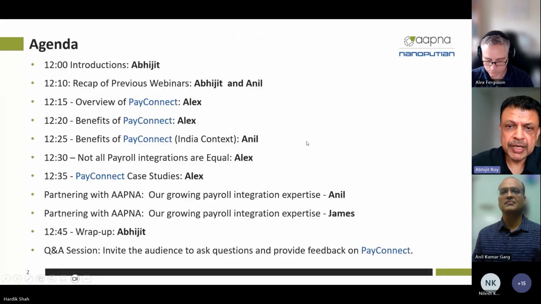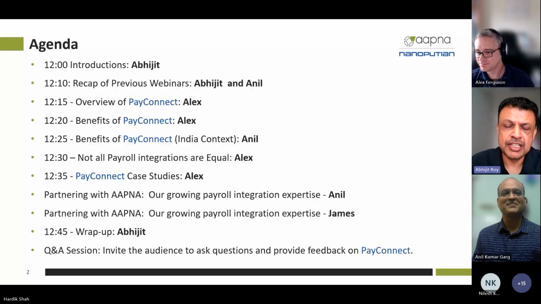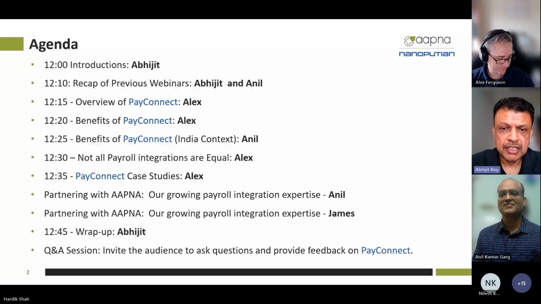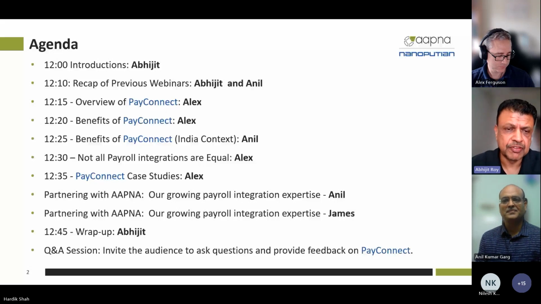I would like to start by introducing my co-panelists. I, of course, am Abhijit, founder of Apna Infotech. We have James, the CEO of Nanopotian. Alex, he's the COO of Nanopotian and one of the key people behind the development of the two platforms. Anil, who is the Vice President, Strategic Initiatives at Apna Infotech, and again, one of the key people behind launching Nanopotian or bringing Nanopotian to India on behalf of Apna Infotech.